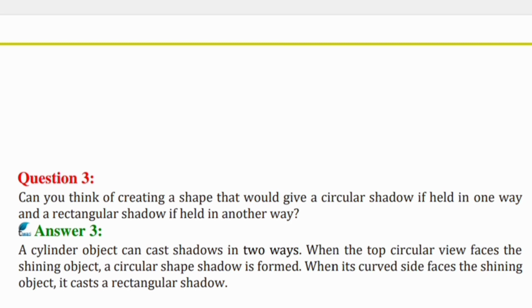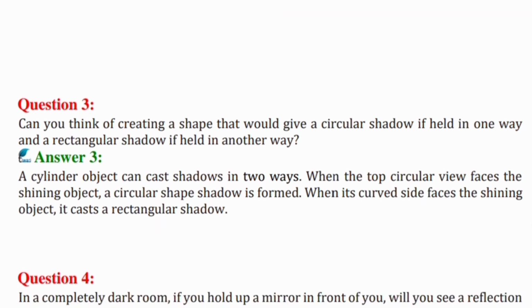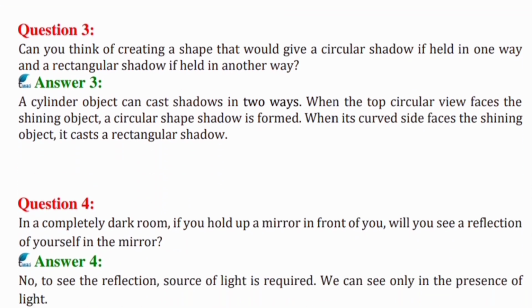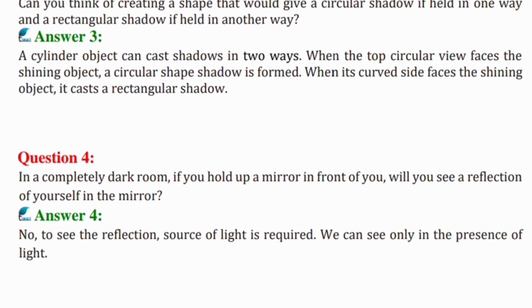When the top circular view faces the shining object, a circular shaped shadow is formed. When its curved side faces the shining object, it casts a rectangular shadow. So these two types of shadows will be formed. Next question, that may be the last question.